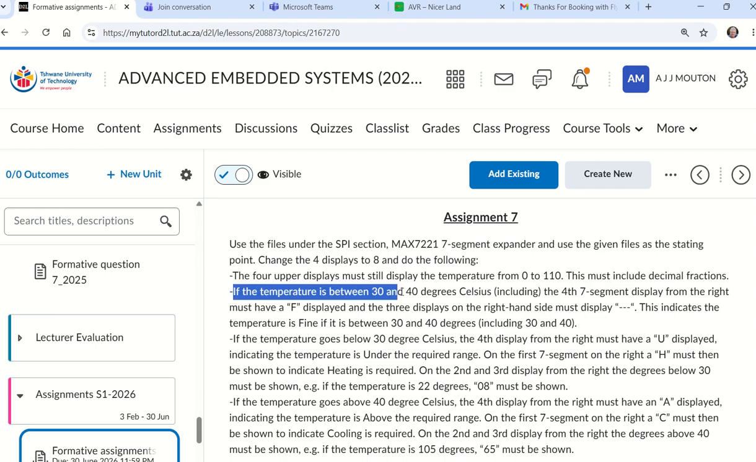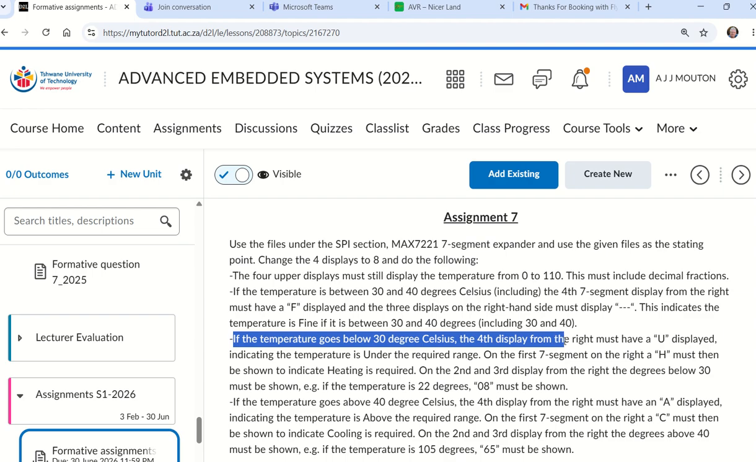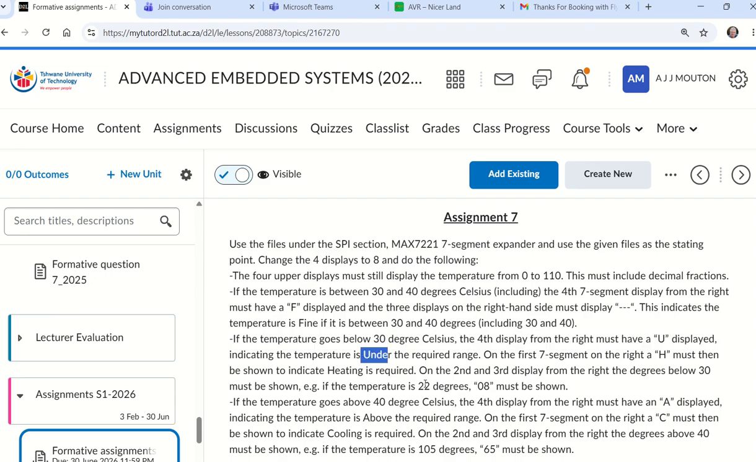If the temperature is between 30 and 40 degrees Celsius, then the 4th display from the right must have an F in it, meaning that it displays something like fine. As I said here, it's fine. And the least significant 3 displays should just have minus signs. Then, if the temperature goes below 30 degrees Celsius, the 4th display from the right should display a value of U, which means that the temperature is under the required range.